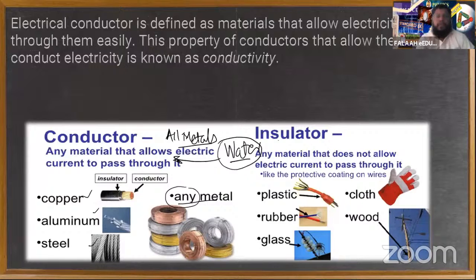Who is going to read for me? Current flow from one point to another is called a conductor. Electric conductor. What is the definition of electric conductor? Electric conductor is defined as a material which allows the electricity to flow.